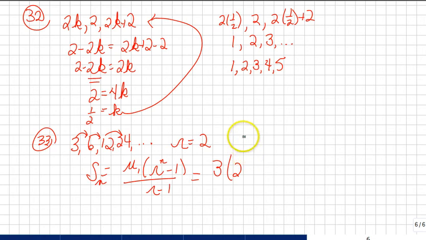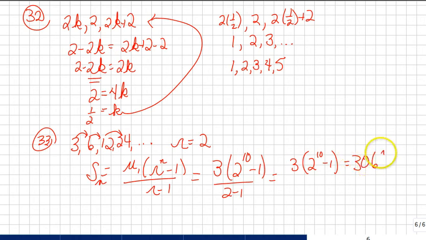So just subbing into this formula, u sub 1 is 3, r is 2, as mentioned, n is the number of terms, which they said is 10, minus 1 over r minus 1. So it's 2 minus 1. 2 minus 1 in the denominator is just 1, so we don't need that anymore. So it's just 3 times 2 to the 10th minus 1. It's calculator time. If you just punch that in, you should get the answer of 3,069.